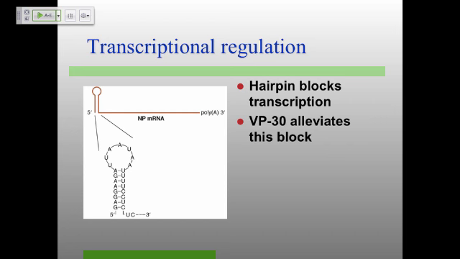Evolutionarily, how this developed, I have absolutely no idea. It's a really interesting question, and I don't have a good idea. If you guys have some, let me know. But for filoviruses, it's really critical that you have this VP30.